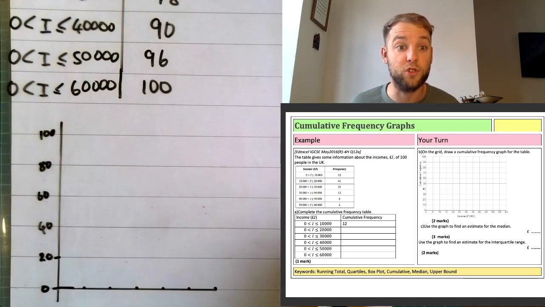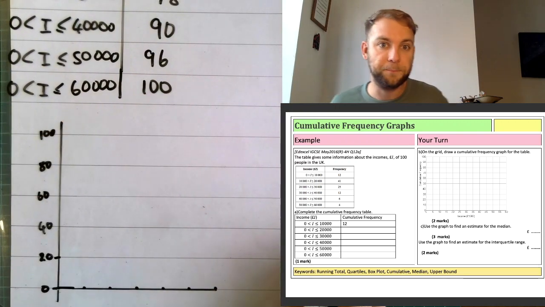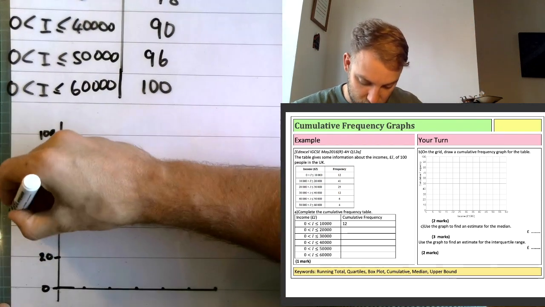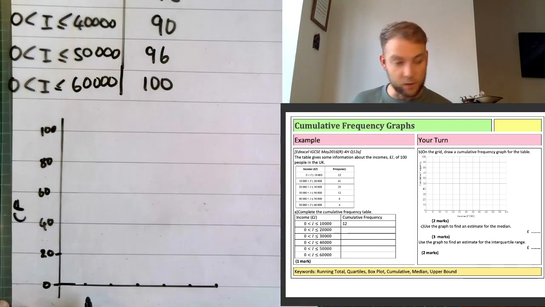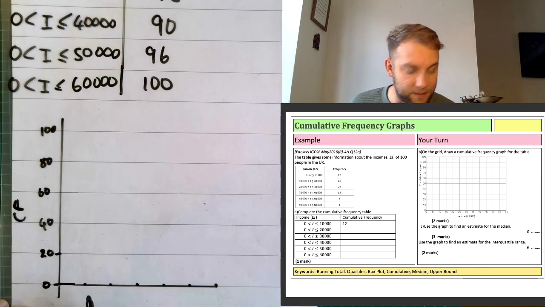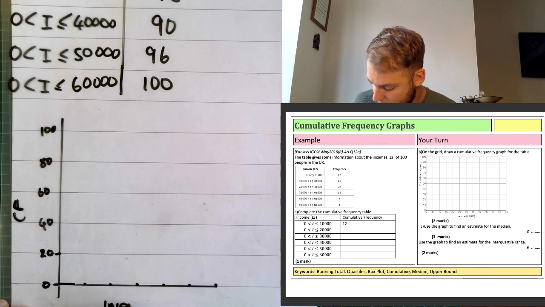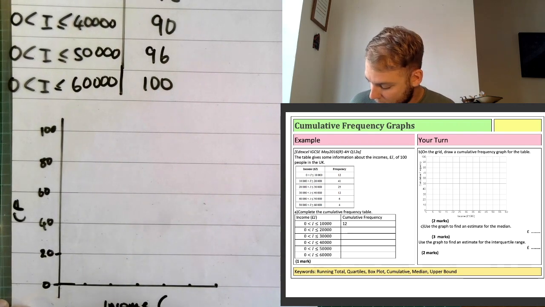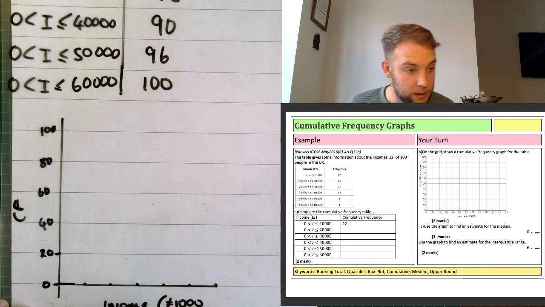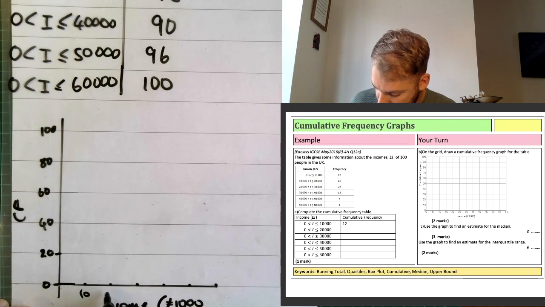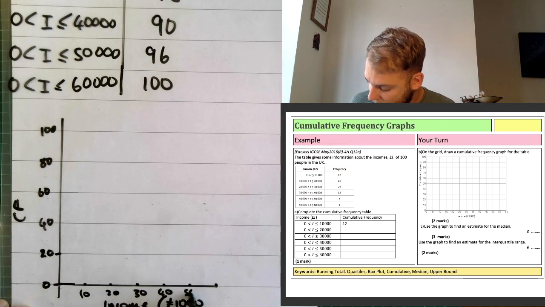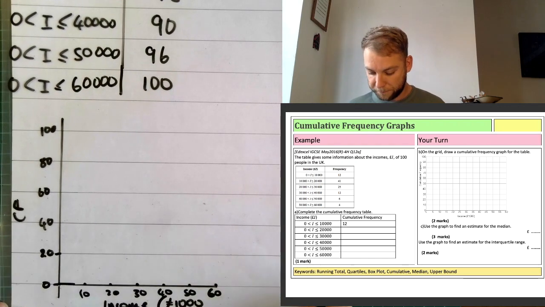Obviously, you'd have a lot more space on the actual exam paper because they give you a full page of this. And this is our cumulative frequency. On this one here, it's my income, and I've gone up in 10s. So income, and that's going to be income. They've done it in thousands, so you've got to put that as well. So 10,000, 20,000, 30,000, 40,000, 50,000, 60,000, super.